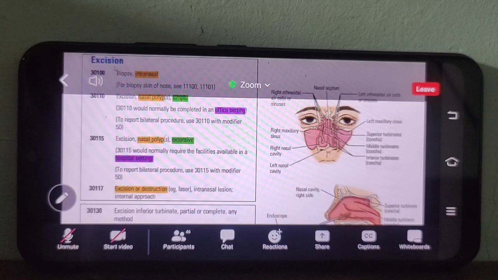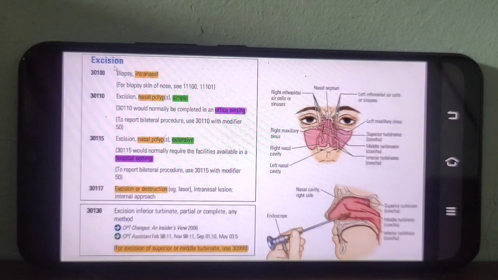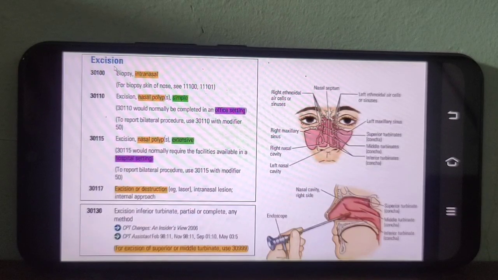Excision of lesion. So the above code is for excision of polyps. Here, excision of lesion. Here, the procedures are the same and the anatomical site is also the same. But what is the reason? Why here? What has been removed from that nose? If the surgeon removes polyps, go for 10 and 15. If the surgeon removes a lesion, go for 17. Excision or destruction of intranasal lesion means 30117.